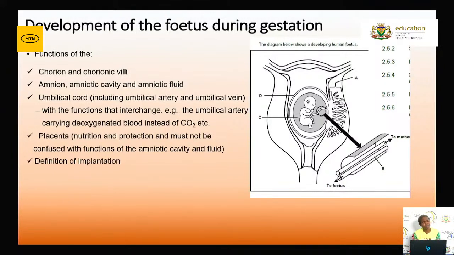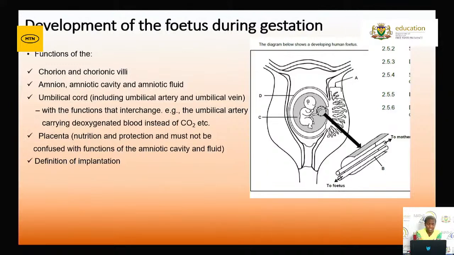And then please remember that you are not allowed to say that the umbilical artery contains what? Or transports carbon dioxide. You simply have to say that the umbilical artery carries what? Deoxygenated blood. The umbilical vein carries oxygenated blood. It doesn't carry oxygen. The umbilical artery doesn't carry carbon dioxide. That is deoxygenated blood. And then again, please remember the functions of the placenta.